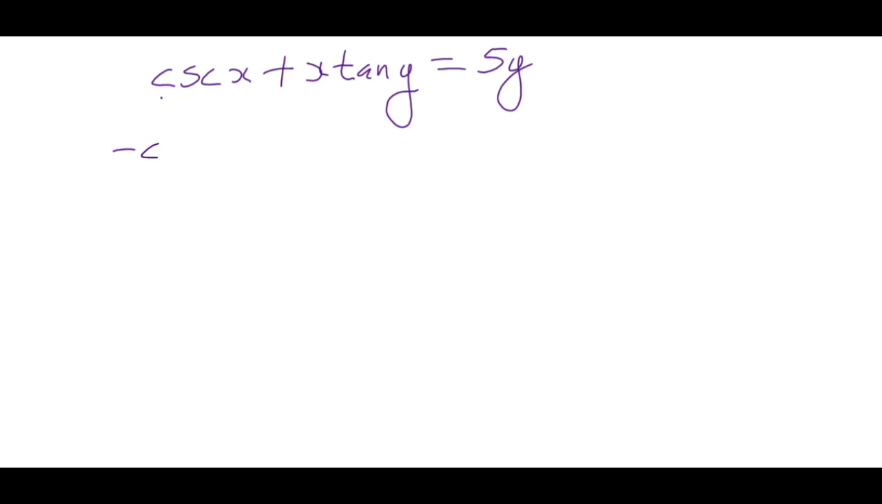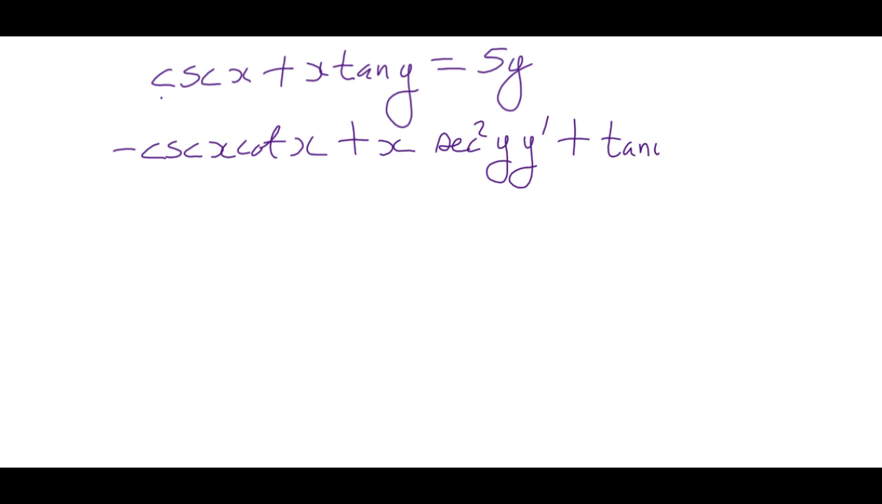Okay, so we've got negative cosecant x cotan x. So that's the derivative of cosecant. Plus x, and then the derivative of y, which is going to be sec squared y prime, when you do the derivative of tan y, plus tan y times 1, the derivative of this, is equal to 5y prime. So the derivative with respect to x of 5y is 5y prime.